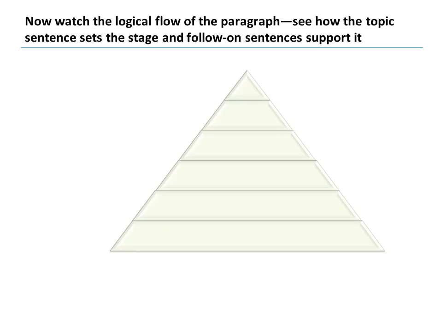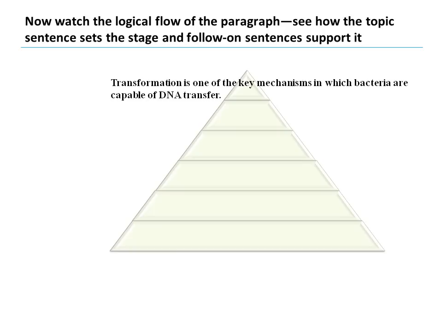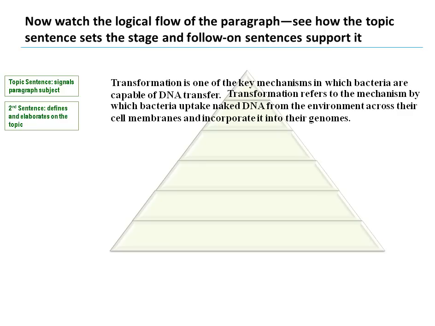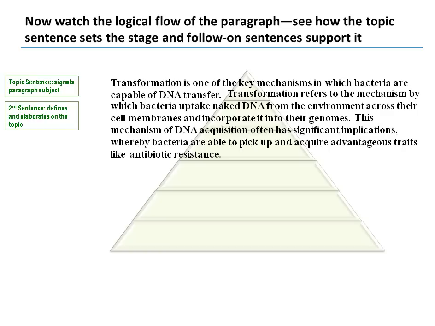Now watch the logical flow of the paragraph we just read. See how the topic sentence sets the stage and the follow-on sentences support it. We have a topic sentence. It signals the paragraph subject. Transformation is a key mechanism in which bacteria are capable of DNA transfer. The next sentence defines and elaborates on that topic. Transformation refers to the mechanism by which bacteria uptake naked DNA. The third sentence pinpoints the implications of the topic. The mechanism of DNA acquisition often has significant implications, whereby bacteria are able to pick up and acquire advantageous traits.